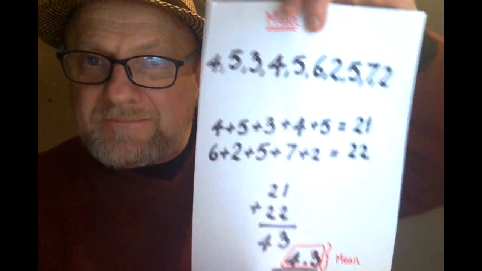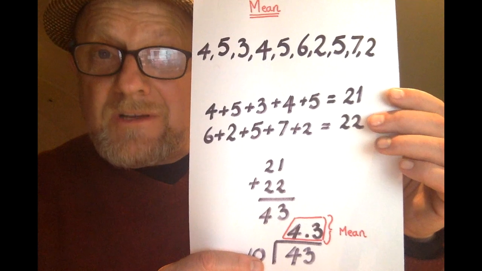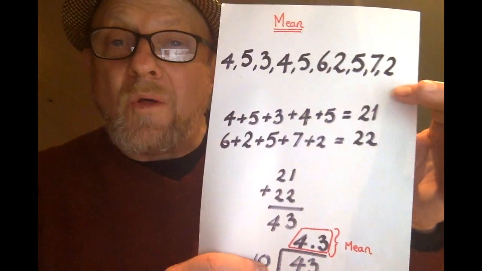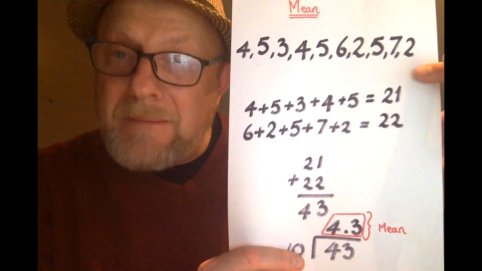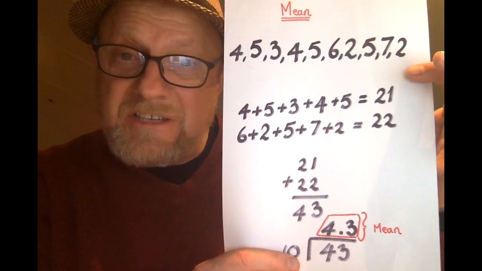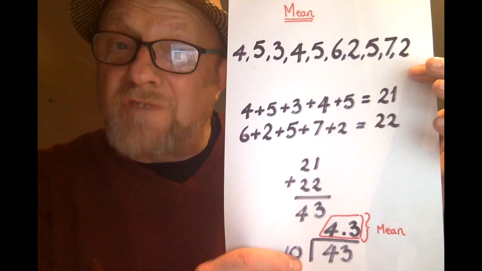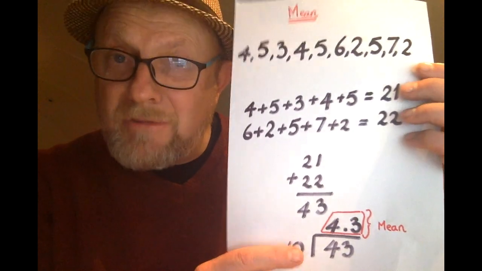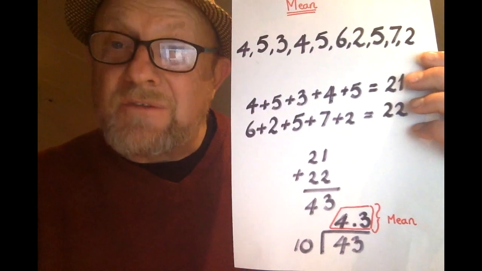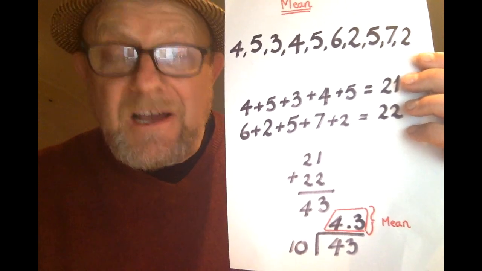So the mean, I said that I'd give you an example of how to find the mean. So here is a number set. We have 4, 5, 3, 4, 5, 6, 5, 2, 7, 2. Now, the way you find the mean is you add the numbers together. And I've made them two separate sums because there was lots of numbers there. So I came up with 22 and 21. Then you add them together. That gave me 43. And in order to find the mean, then you divide the number, 43, by the number of numbers. And there are 10 numbers. So 43 divided by 10 gives me 4.3. And that's the mean of my number set.